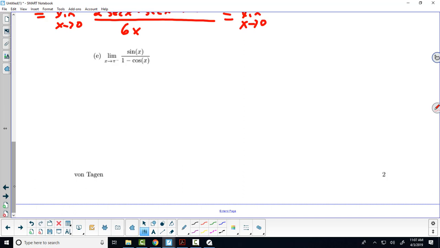Yeah, that's approaching pi from the left. What'd you say, Sawyer? It should be 0 over something. That's the form. Is it?